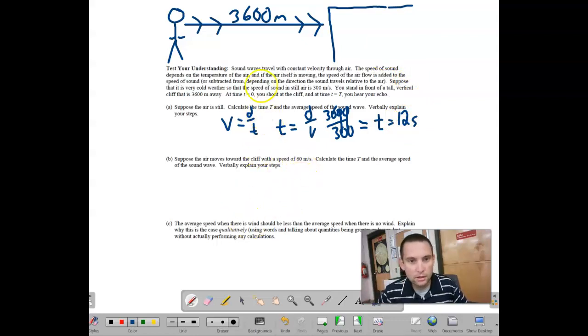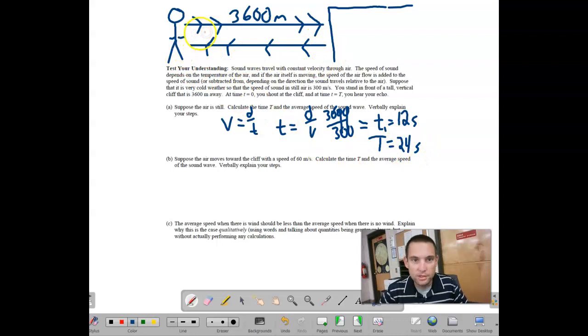The right answer: if we yell at the wall and it takes 12 seconds to get there, remember, it's an echo, so we hear it sometime later. So now the sound has to be traveling in the opposite direction. Has the speed changed? No. It's still just 300 meters per second, but our distance has changed. So we can just double this. We can just say T1 is 12 seconds and big T is 24 seconds, because it's got to make the round trip. It's got to go there and it's got to come back.